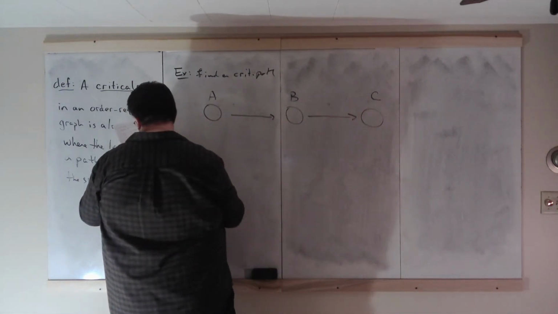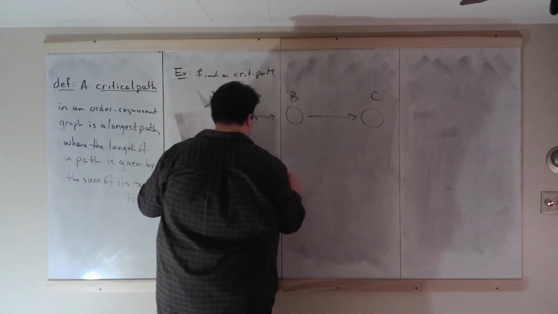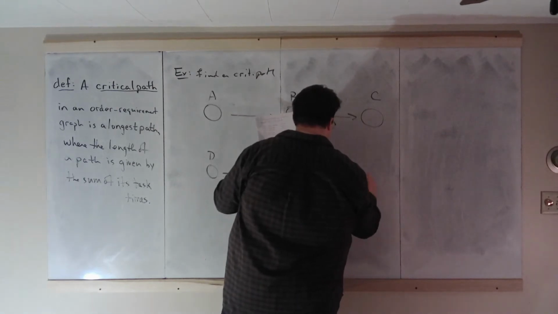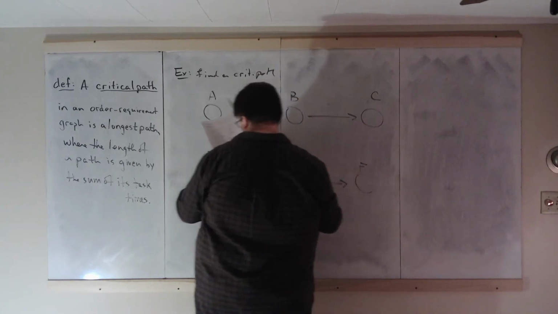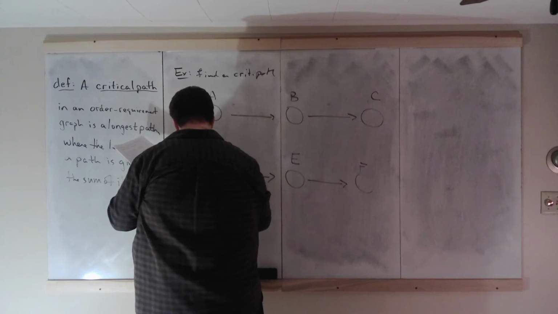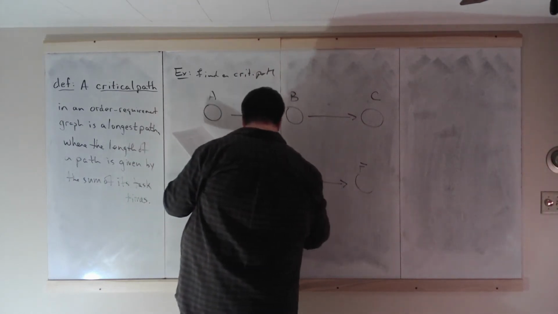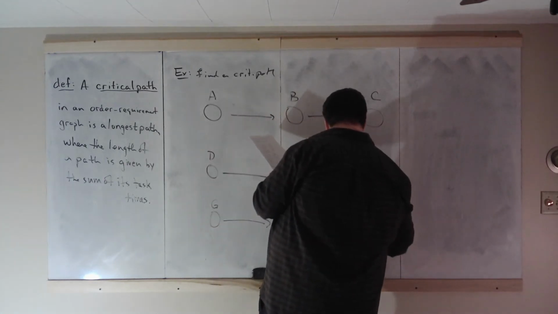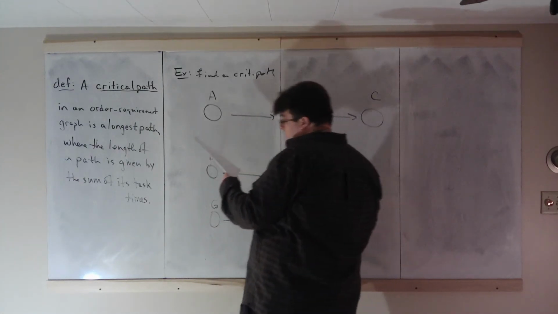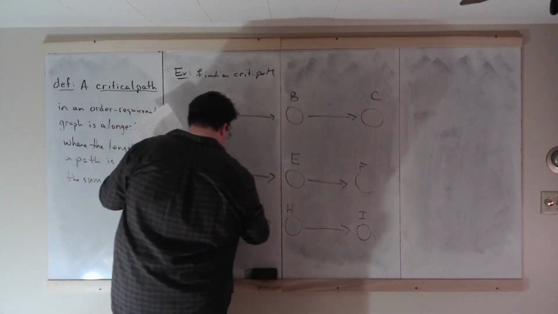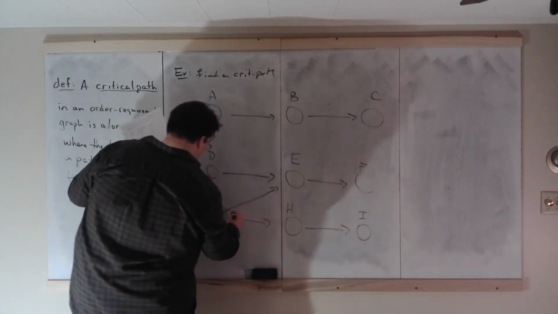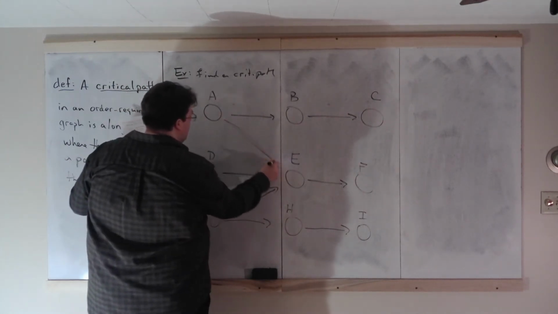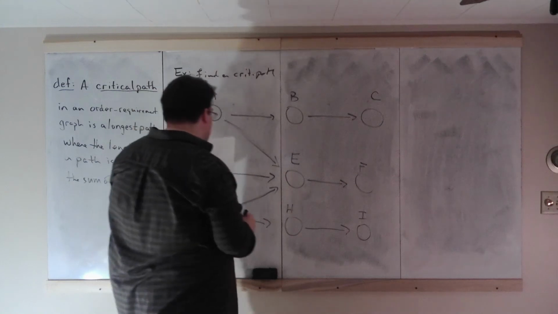task D down here, we have task E, we have task F, we have task G, we have task H, we have task I, and let's throw extra arrows on here. Let's throw this arrow. Let's throw this arrow. Let's throw this arrow.